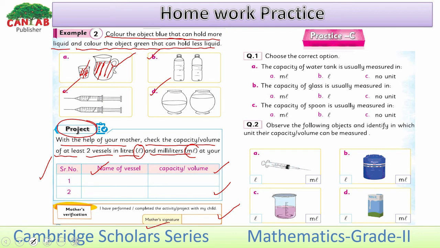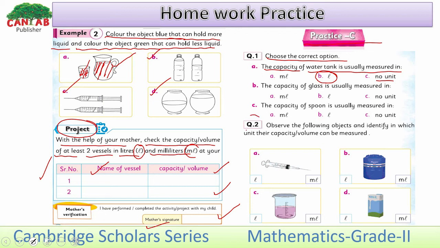After that, complete practice C. Look at question number 1. Choose the correct option. The capacity of a water tank is usually measured in milliliter, liter, or no unit. Which one? The capacity of a water tank is usually measured in liters. Option B is correct. Similarly, complete part B and C.